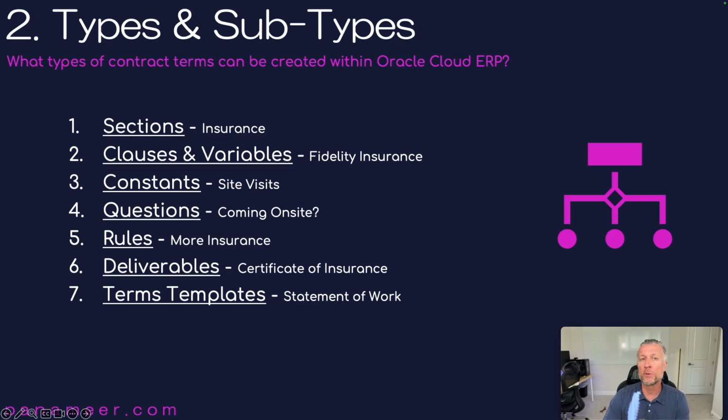Now, that deliverable doesn't have to be used. So in this example, maybe I don't use a certificate of insurance every time, but I have the option of putting that all on a terms template because it's easy to pick and pull it. So it's beyond a Word document as a template; you have functionality within Oracle Cloud.